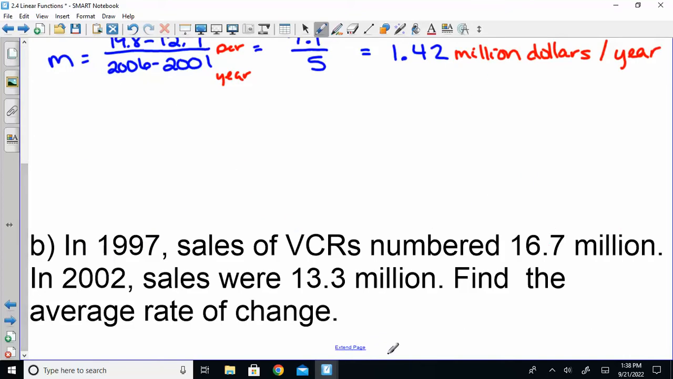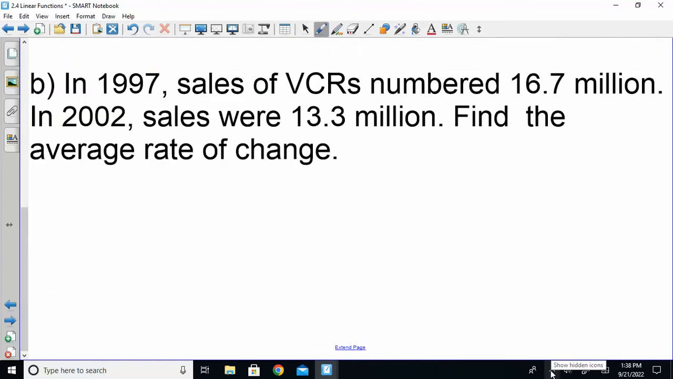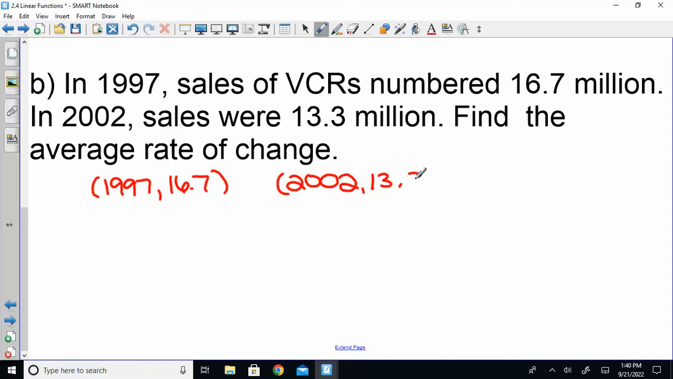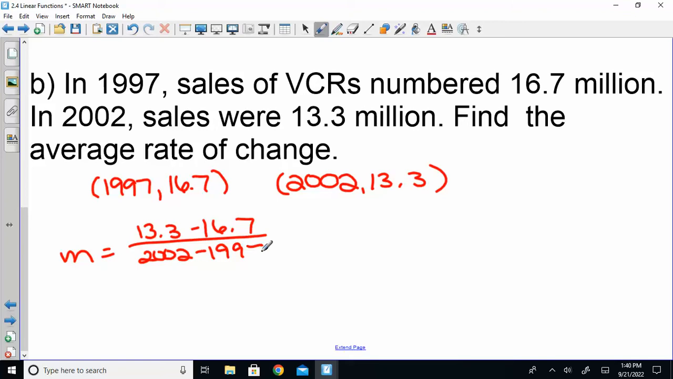Okay, you guys do B. And make sure you put your label on the end. So we have 1997, 16.7, 2002, 13.3. So we set up our average rate of change, just your slope. And what did you get?